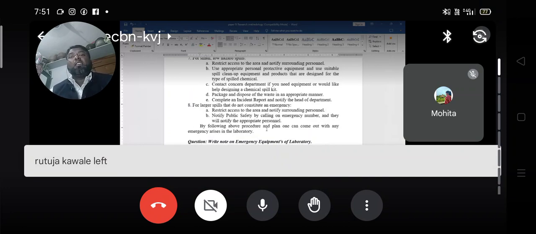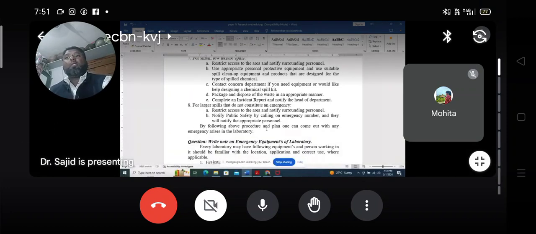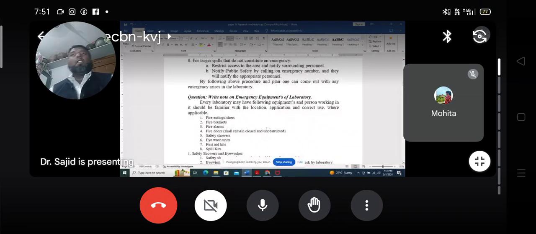By following the above procedure and the plan, one can come out of a particular emergency that arises in the laboratory. The next question: what are the different emergency equipment that should be available in the laboratory? The question may arise in the exam, like write a note on the emergency equipment of the laboratory. These are the minimum equipment mentioned in that particular slide. First is the fire extinguisher, fire blankets, fire alarms, fire doors, safety showers, eye wash unit, first aid kit, spill kits.